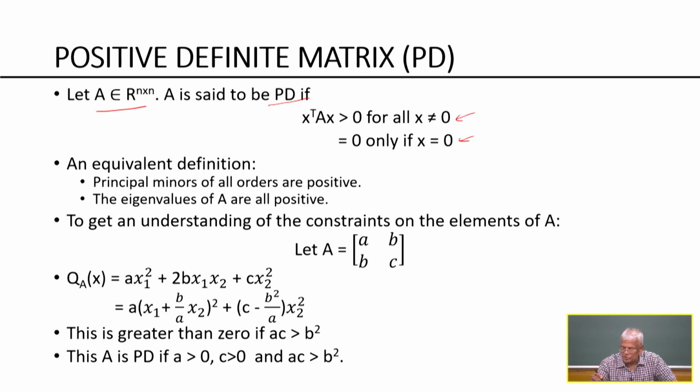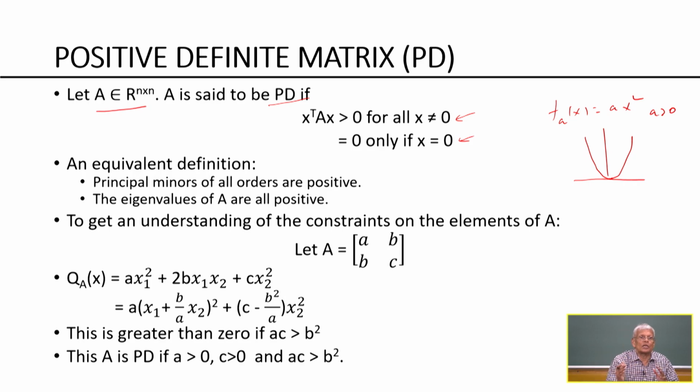Let's think of the analogy now. f of a of x is equal to a x squared. If a is positive, a x squared is 0 only at x equal to 0. Everywhere else it is positive. Everybody with me? So a being greater than 0 is a condition for a x squared to be positive for all x except x equal to 0. That's for the single variable.